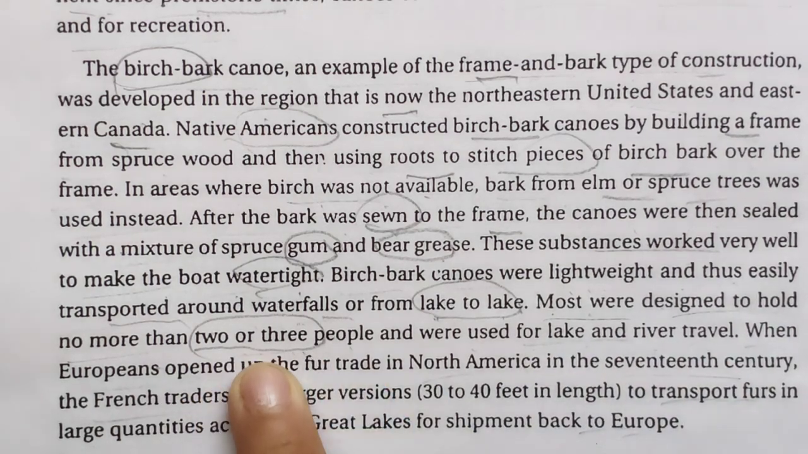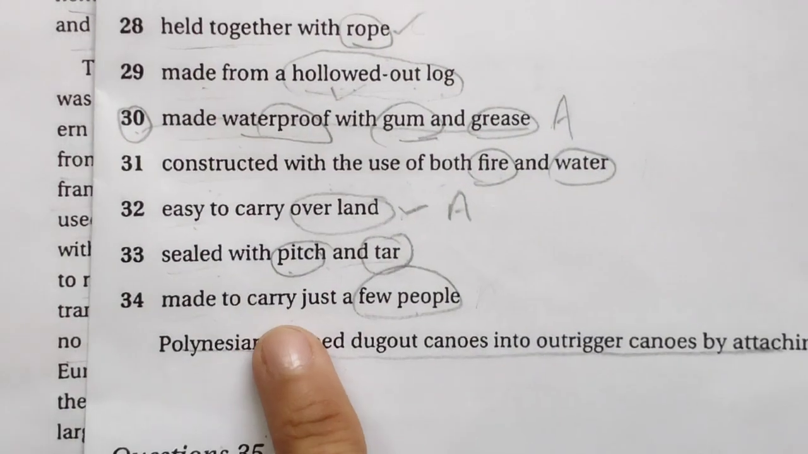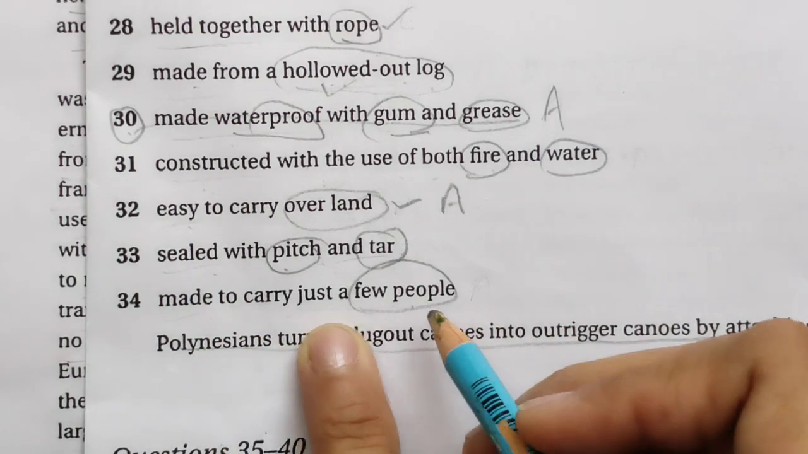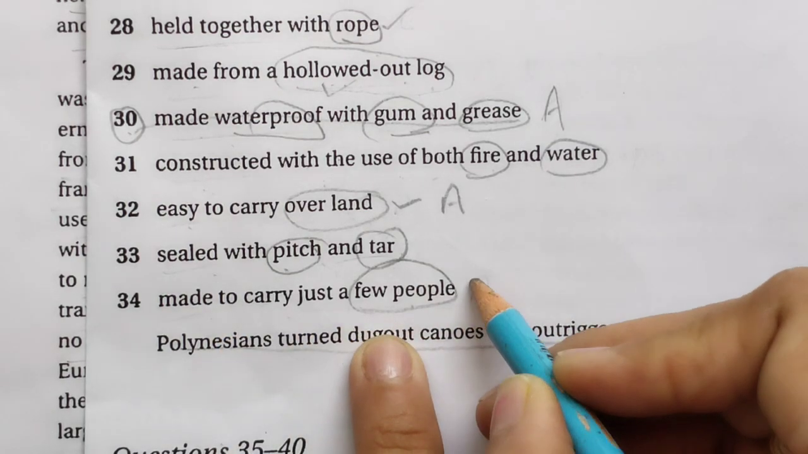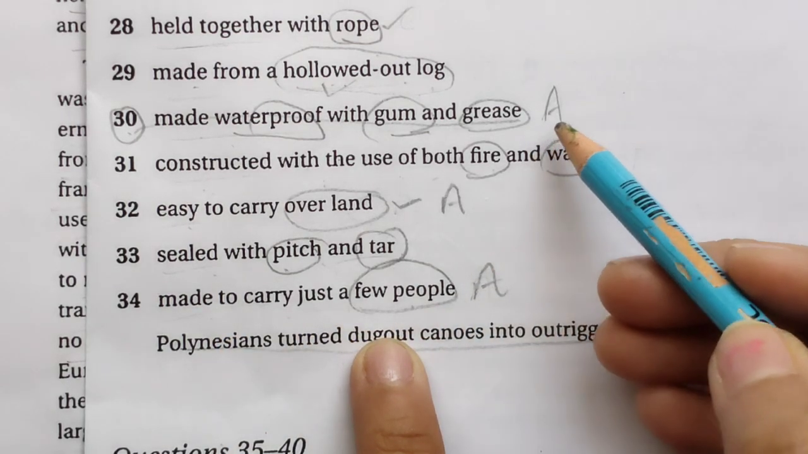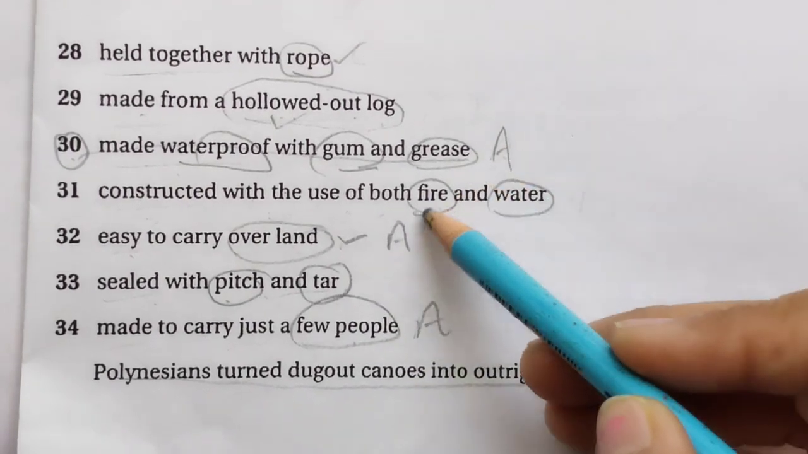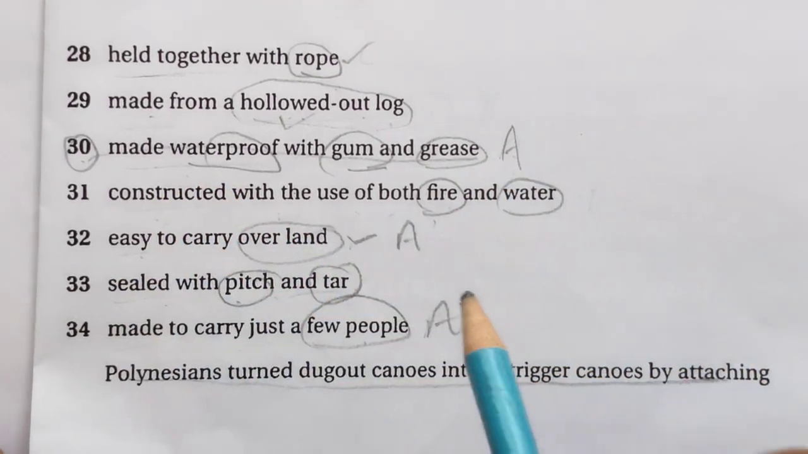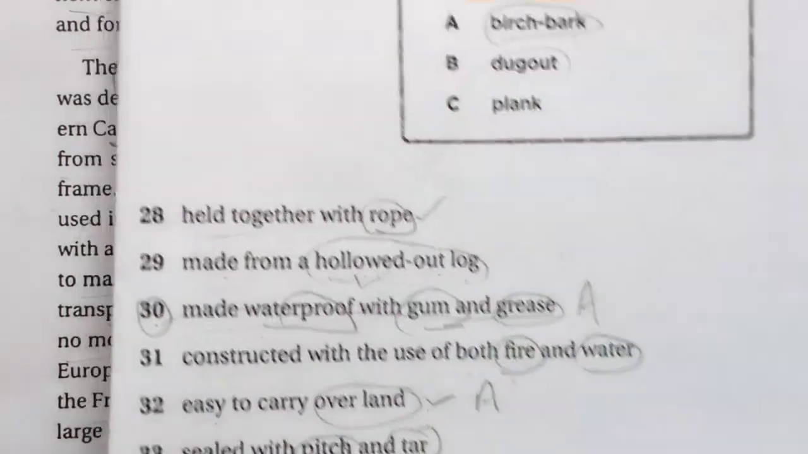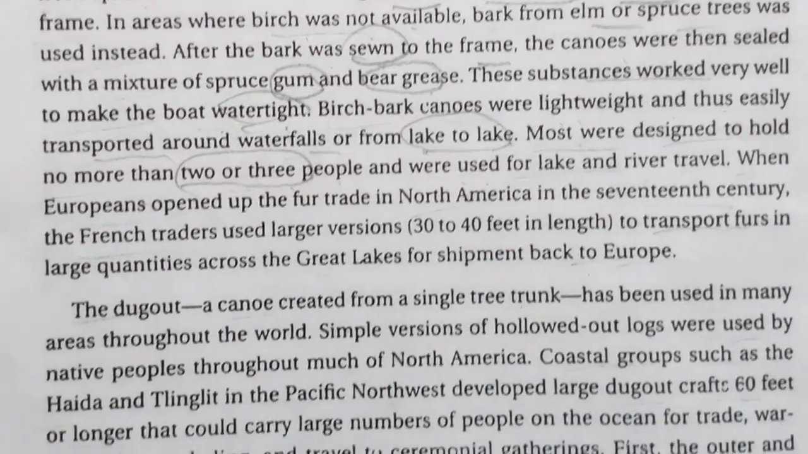Okay, 2 or 3 people means made to just carry just a few people. It means A will come. So here you can see option A has come with three questions. Now dugout. Okay, so dugout is in the next paragraph.